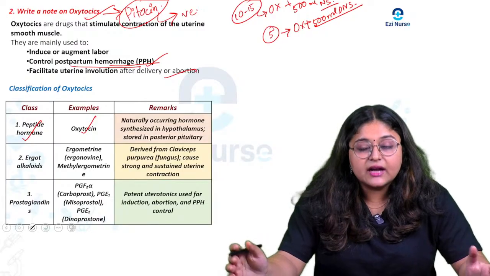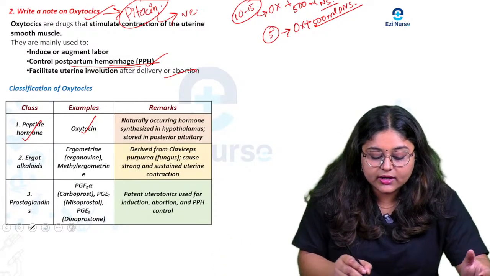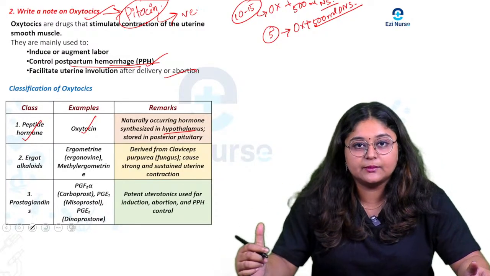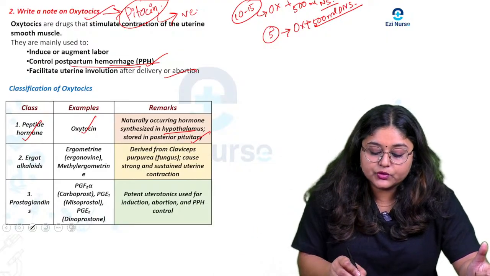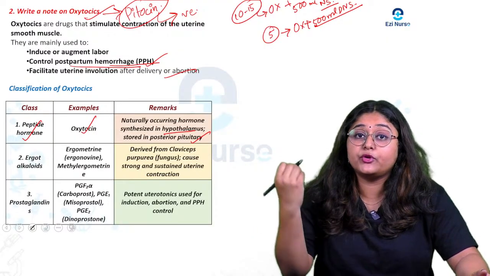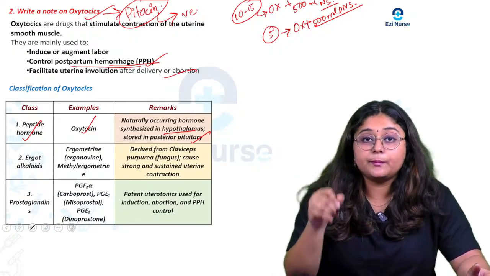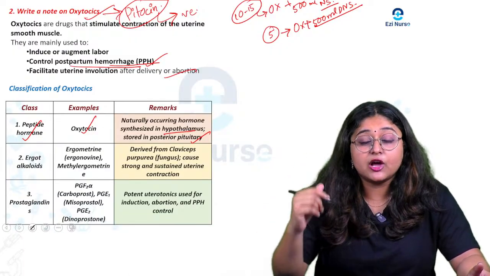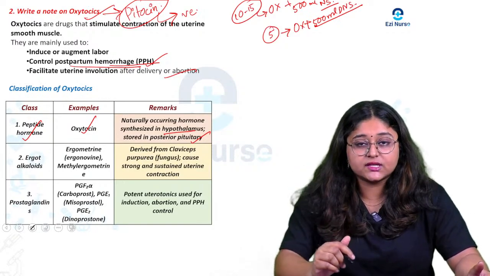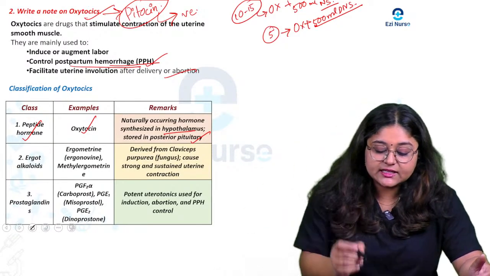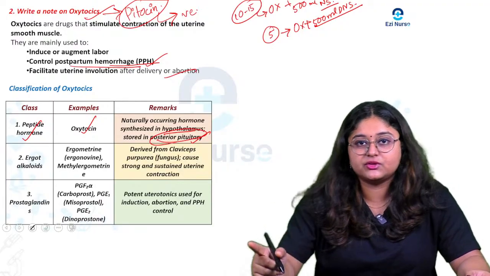Under this the example is oxytocin. So what is the remark? It is a naturally occurring hormone synthesized in the hypothalamus and stored in the posterior pituitary gland. So it is produced in the hypothalamus, but it's stored in the posterior pituitary. Whenever our body needs oxytocin, it will be released from the posterior pituitary gland.